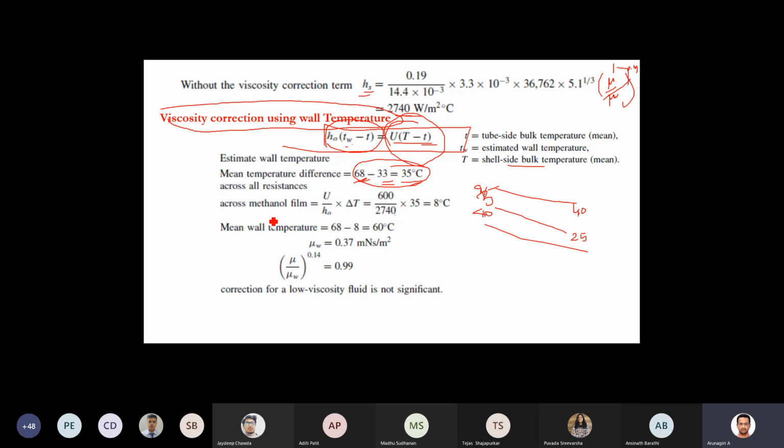So you can calculate the temperature as U by h naught into delta T, where U is 600 and h naught we have calculated, without the viscosity correction factor. So with 35, that is 8 degrees centigrade. So Tw minus T is 8 degrees centigrade. Tw is the wall temperature, T is the shell side average temperature, correct. So 68 is the wall temperature, here it is 33. So the wall temperature you have to calculate.